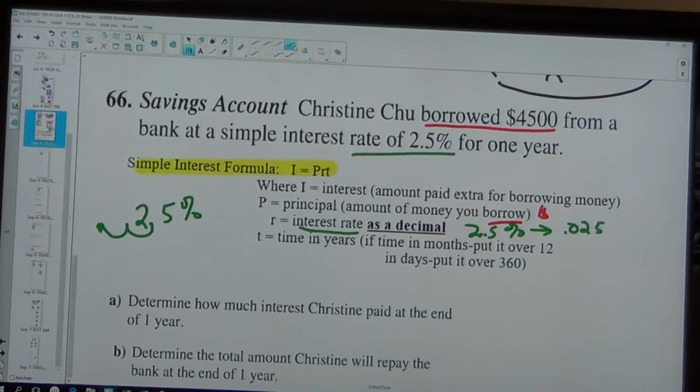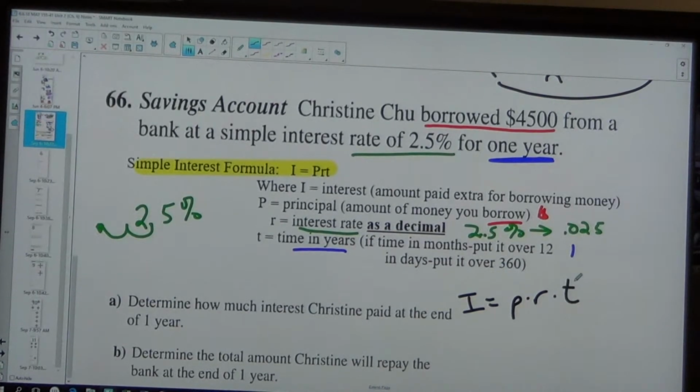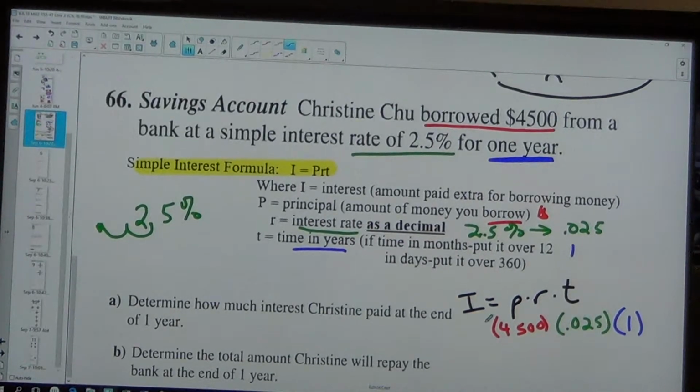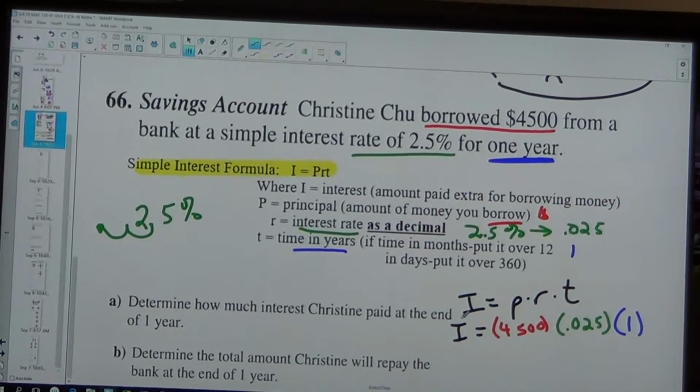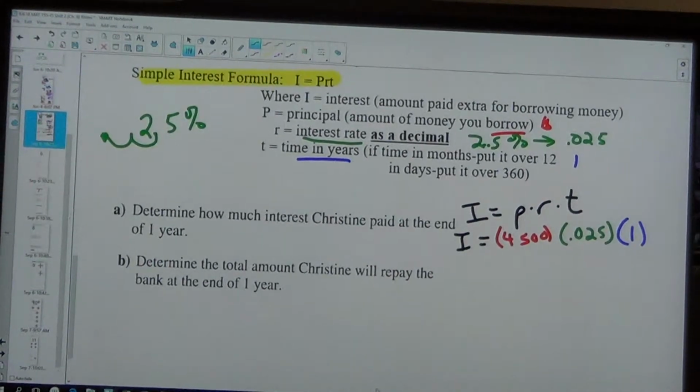And our T is our time in years. So for this one, our T is going to be 1 year. So if we do the formula, I equals P times R times T. Our principal is going to be $4,500. Our interest rate is going to be 0.025. And our time is going to be 1 year. And when we multiply all that together, that's going to give us our interest. That's going to tell us how much we have to pay him extra.